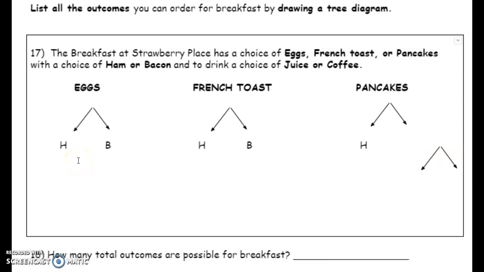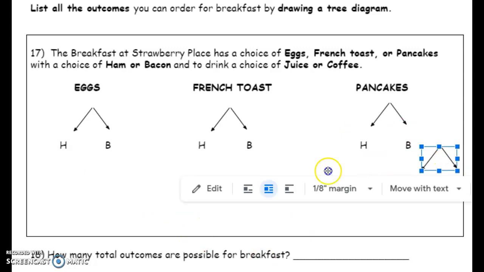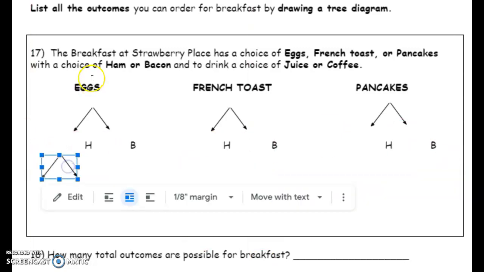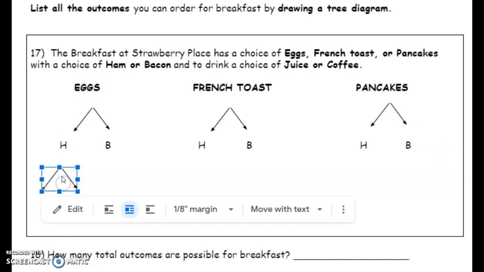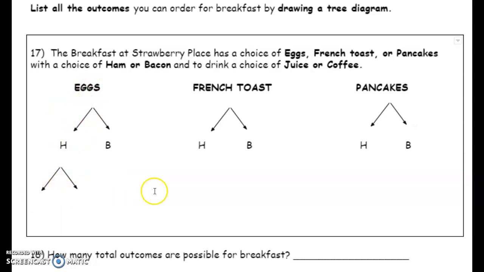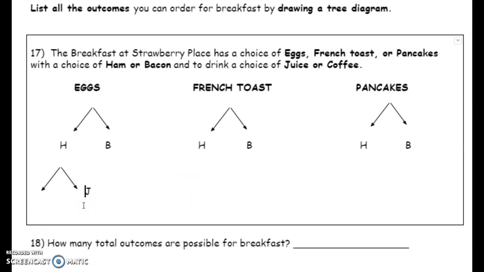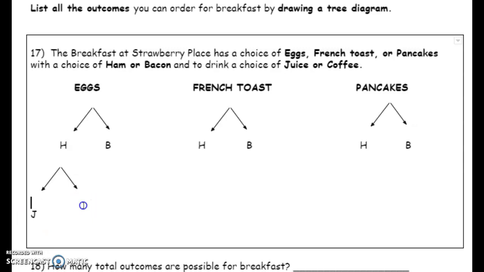I want my B here. And I'm going to take this. So I chose to have eggs. Let's put it a little further down. I chose to have eggs with ham. And then now I have to choose between juice or coffee. Why is this coming up? Oh, juice or coffee.